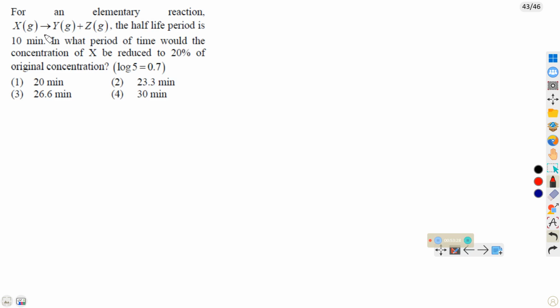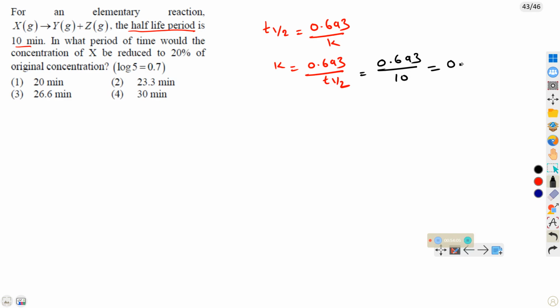For an elementary reaction, X gives rise to Y plus Z. The half-life period is 10 minutes. In what period of time would the concentration of X be reduced to 20% of the original concentration? What is the formula? t_half is equal to 0.693 by K, so K is equal to 0.693 by t_half. 0.693 divided by 10 is equal to 0.0693 K value, minute inverse.